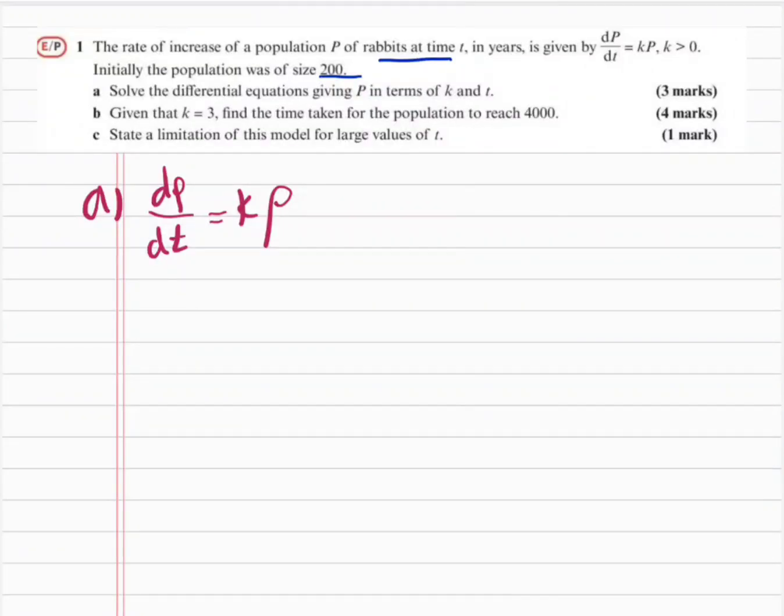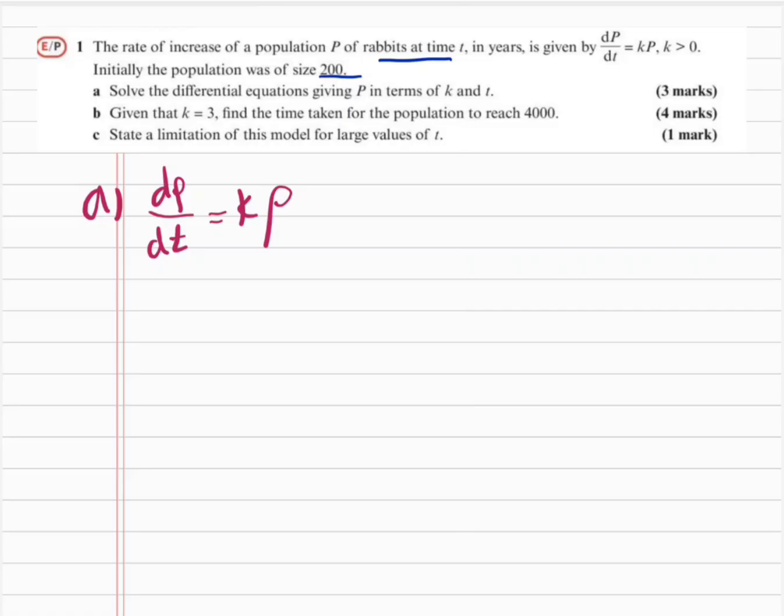Everyone, this video is on Exercise 11K, Question 1, which is in modeling with differential equations. The rate of increase of a population P of rabbits at t years is given by dP/dt = kP, where k is a constant, and initially the population size was 200. This is very important. In part A, we want to solve the differential equation.